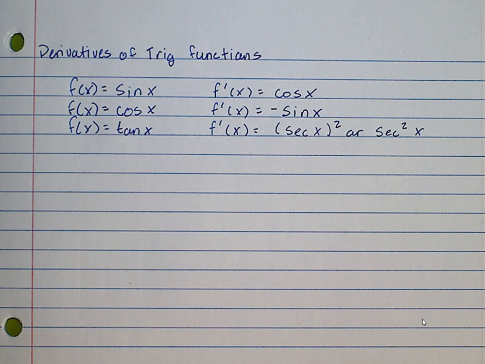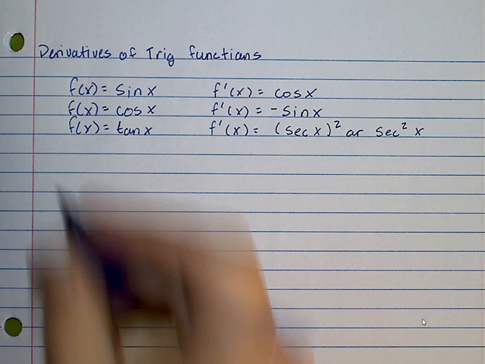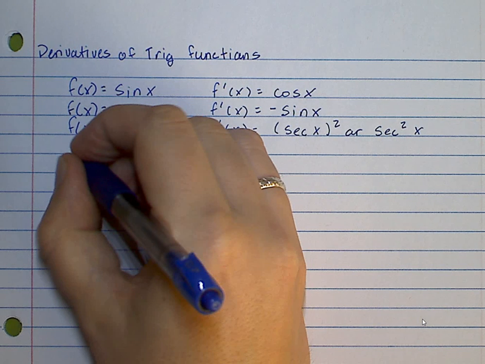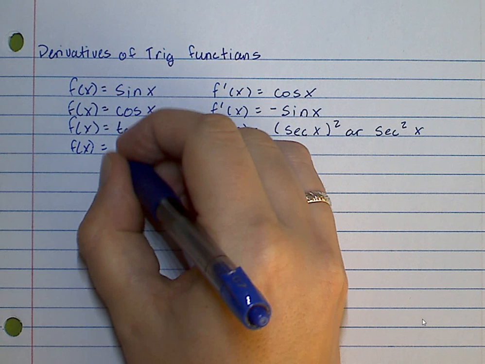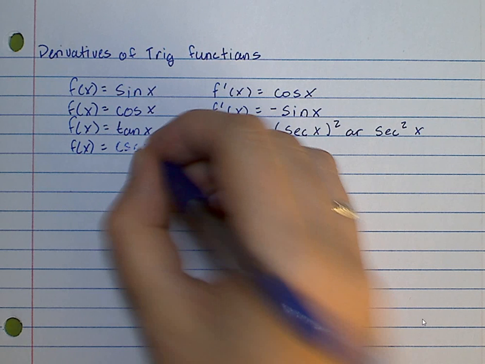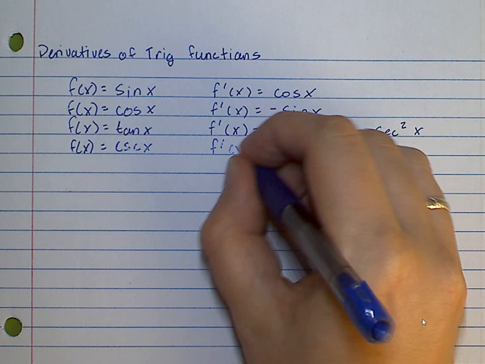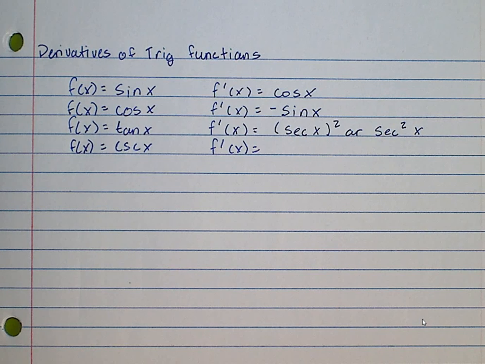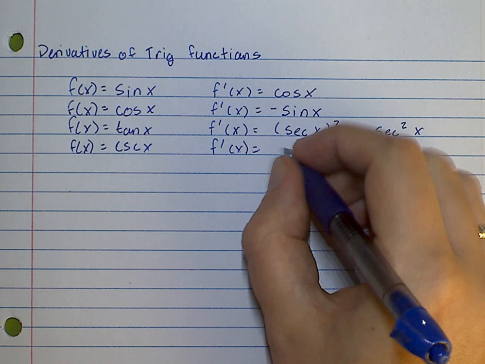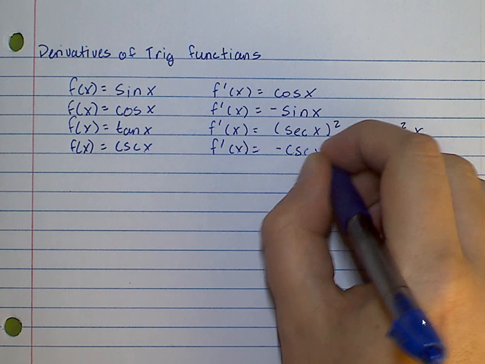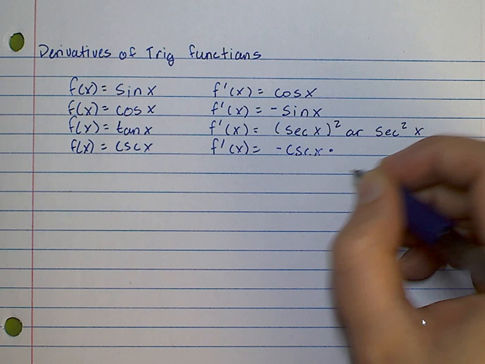You can kind of hear your voices, so talk louder. Okay, so let's say f of x is cosecant x. Then the derivative of cosecant is going to be negative cosecant x times cotangent x.